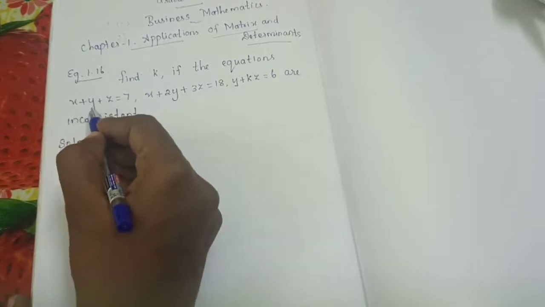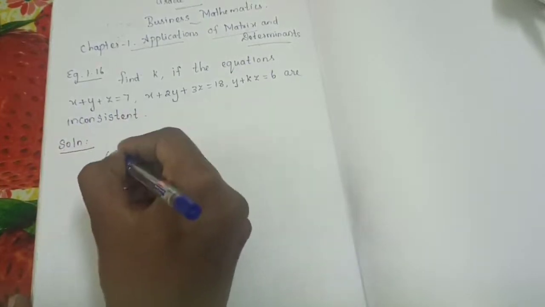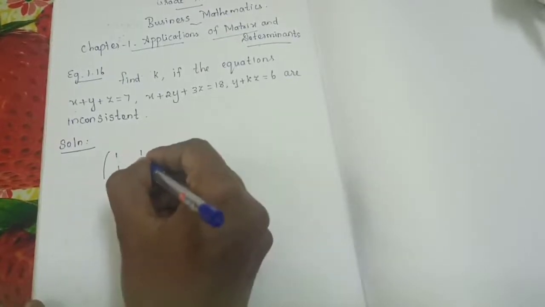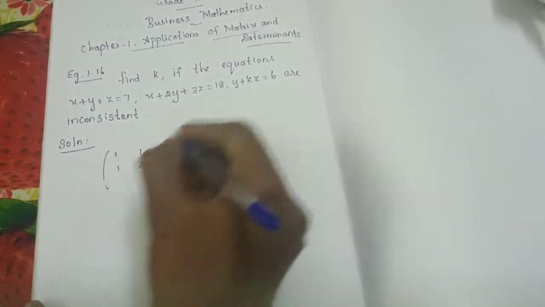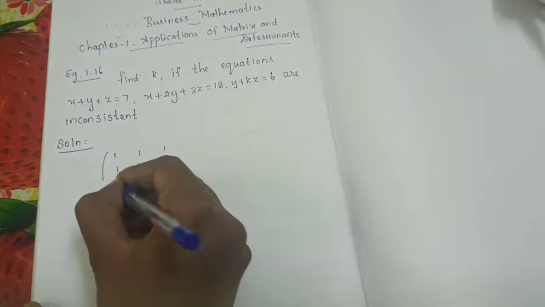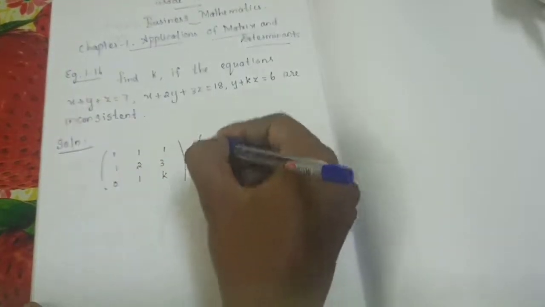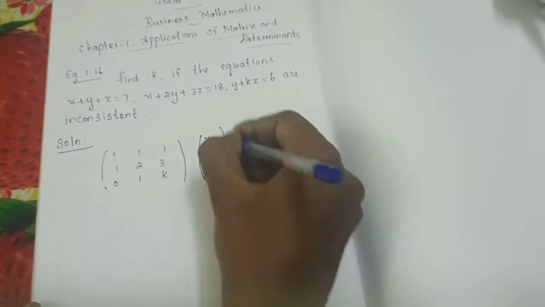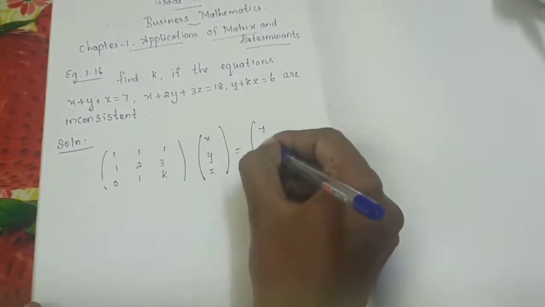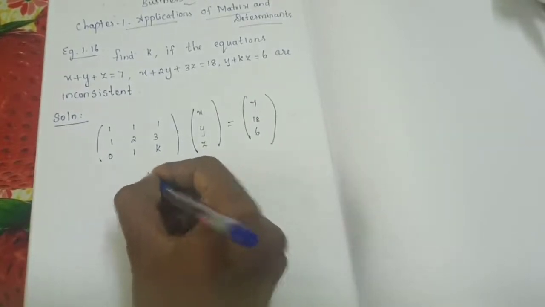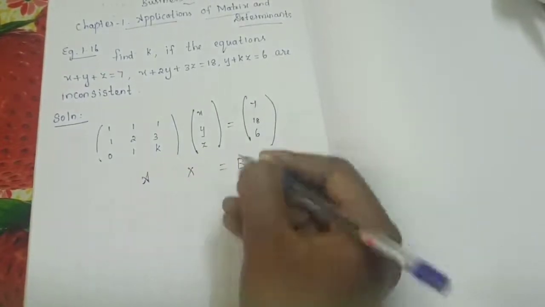So 1, 1, 1. Next row 1, 2, 3. Next row, x value is missing, so 0, 1, k. Next, X is x, y, z, equal to 7, 18, 6. Now it is in the form AX is equal to B.